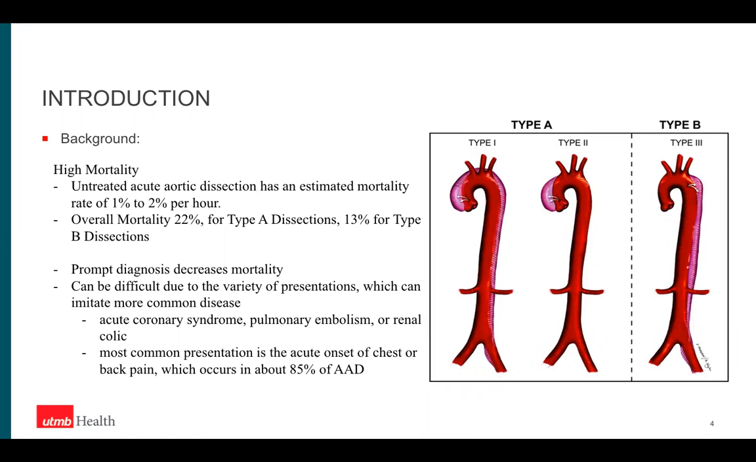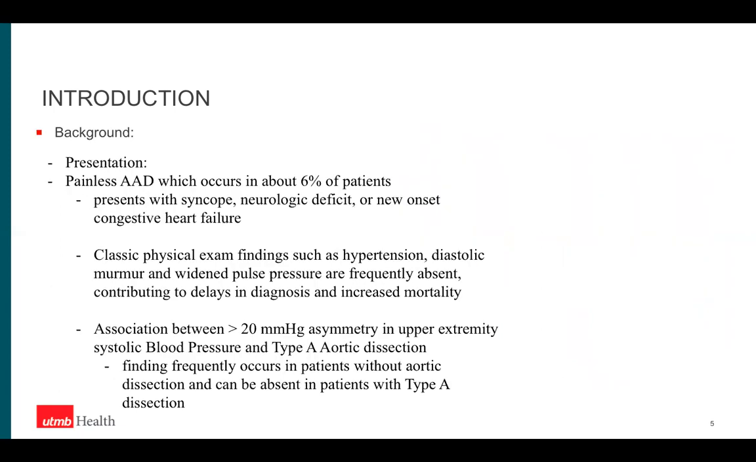Prompt diagnosis decreases mortality, but this can be difficult due to a variety of presentations which can imitate more common disease processes such as acute coronary syndrome, pulmonary embolism, or renal colic. The most common presentation is acute onset chest pain or back pain. This occurs in about 85% of acute aortic dissection. There is a phenomenon of painless aortic dissection, which occurs in about 6% of patients. This presents with syncope, a new neurologic deficit, or new onset congestive heart failure.